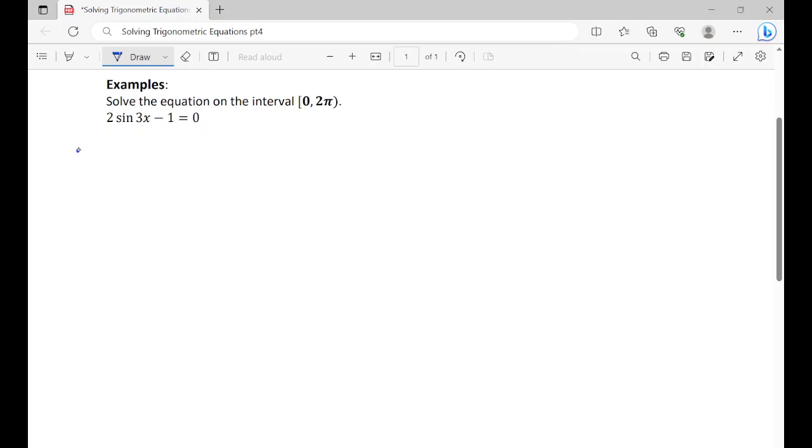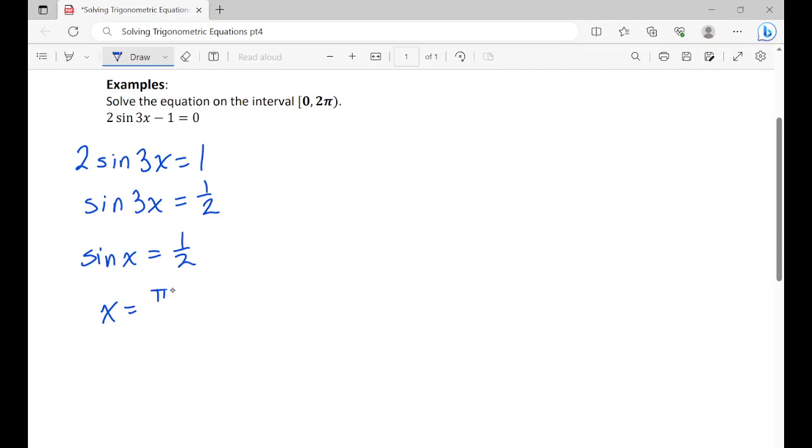So I'm going to add 1 over and get this. Then I'm going to divide the 2 over, and I'm going to get sine 3x equals a half. Now where does sine 3x equal a half? No idea. But I do know where sine x equals a half on the unit circle between these two intervals. And I know that sine x equals a half at pi over 6 and 5 pi over 6.